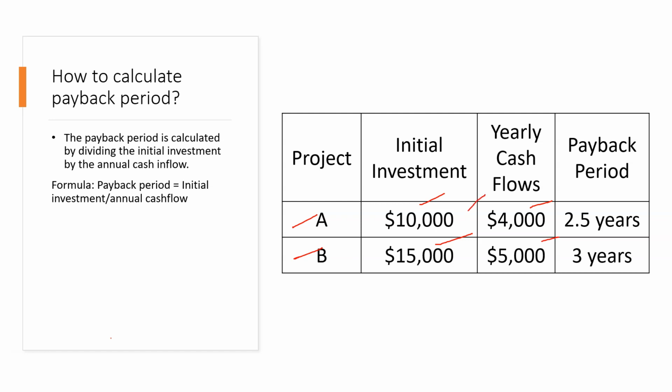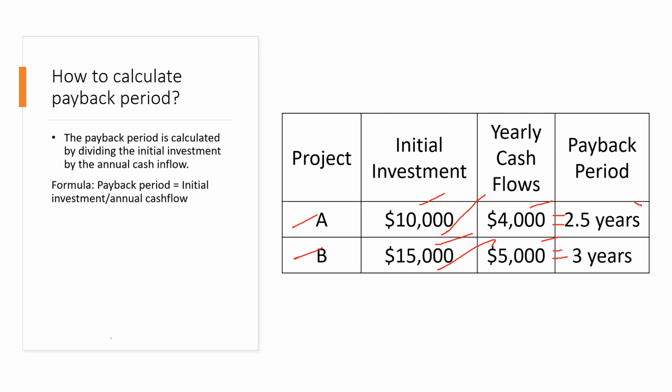We simply divide the total initial investment by the annual cash flow, and we are going to get 2.5 years for the first project, project A, and 3 years for project B. That's what you need to do. Just divide the initial investment by the yearly cash flow and you will get the payback period.